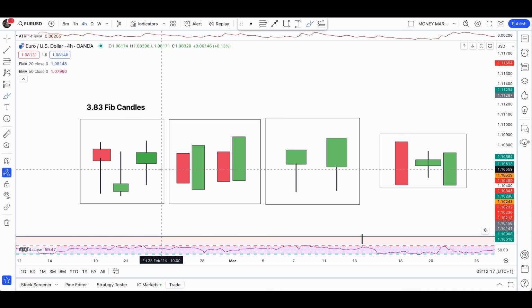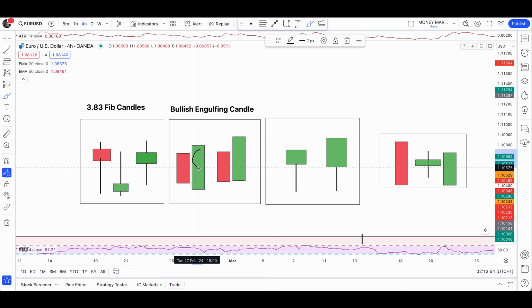For the valid bullish engulfing candle, the bullish candle, which is a green candle, must be a bigger candle and must fully engulf the previous candle from bottom till the top. So it engulfs the previous candle fully. That is what we call a bullish engulfing candle.